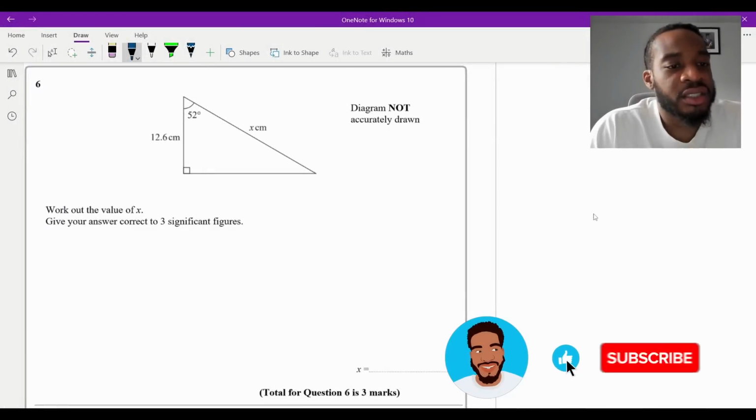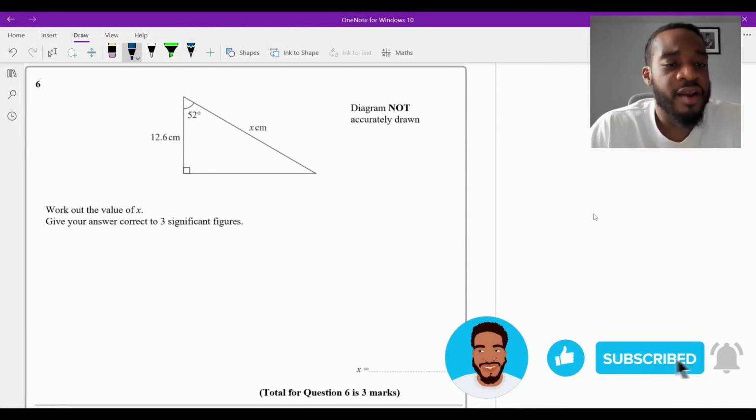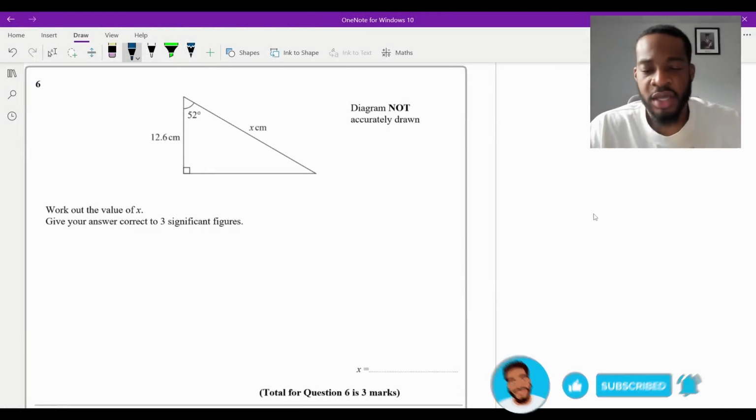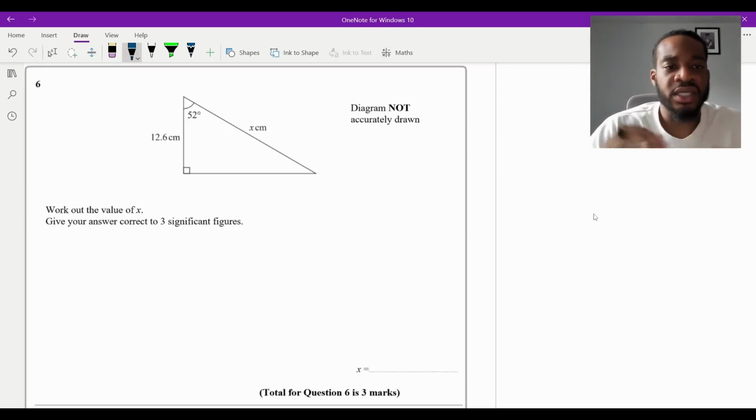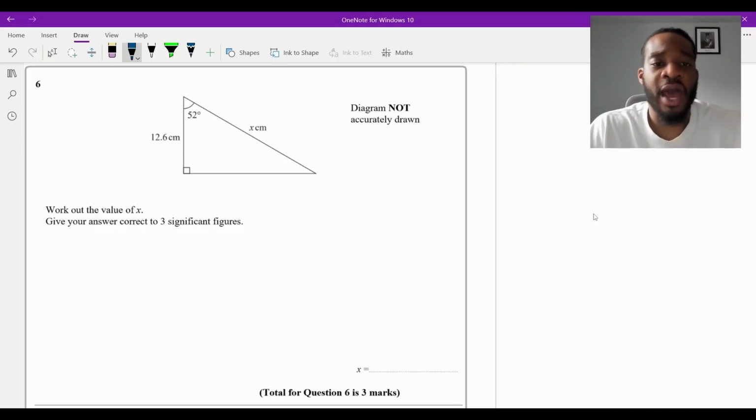Okay, so question 6 says, well, it doesn't say much. It just says work out the value of x, but we have a right angle triangle. They've given us an angle and they've given us a side, and we're looking for another side. So this is a 3 marker. Whenever we see these types of questions, right angle triangle, you've got an angle given and a side given, and you need another side, it's trigonometry, more specifically SOHCAHTOA, right?